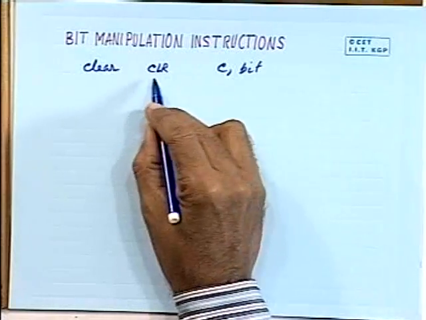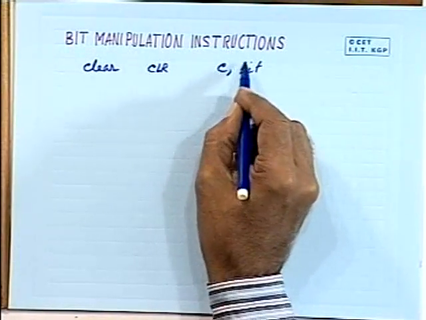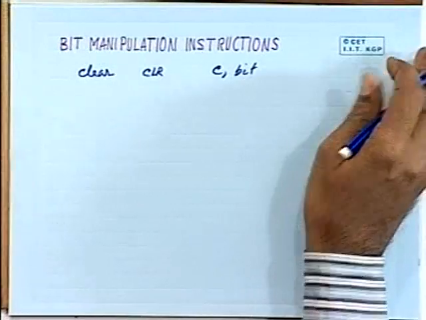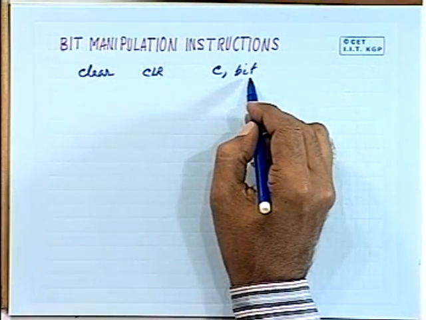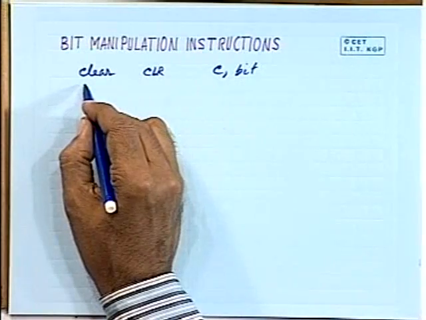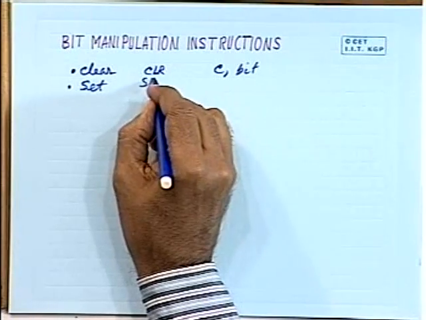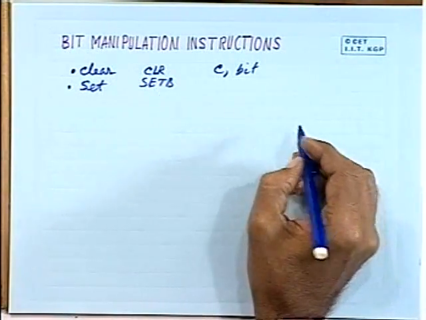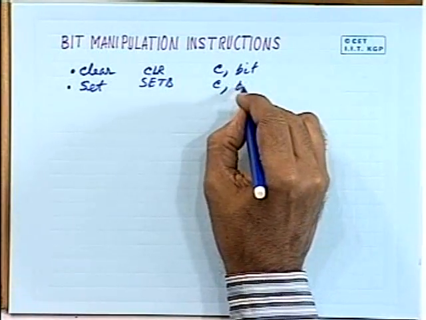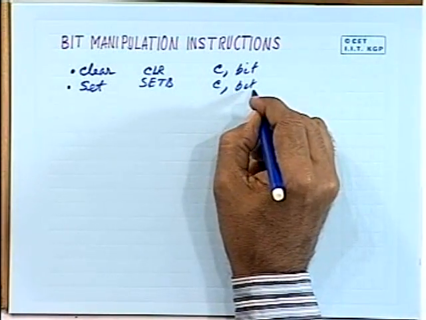The bit manipulation instructions which are available are clear, that means the mnemonic is CLR and C bit. That means it can clear the carry flag bit or any particular bit within the data RAM or the special function register. Or you can perform set operation, you can set a particular bit, and the mnemonic is SETB. It can be also the carry flag bit or any bit of the memory location or the selected bit.